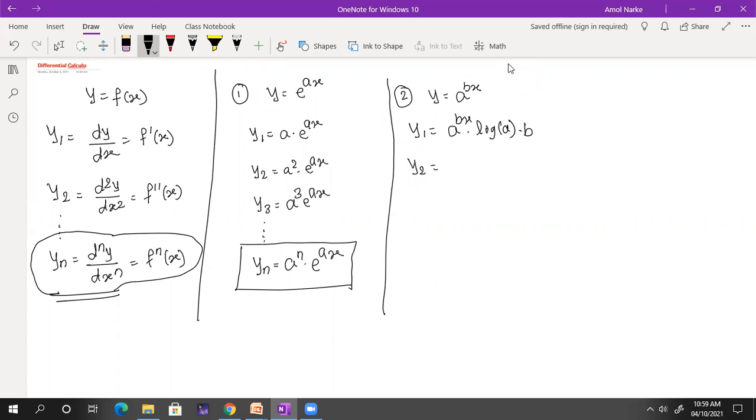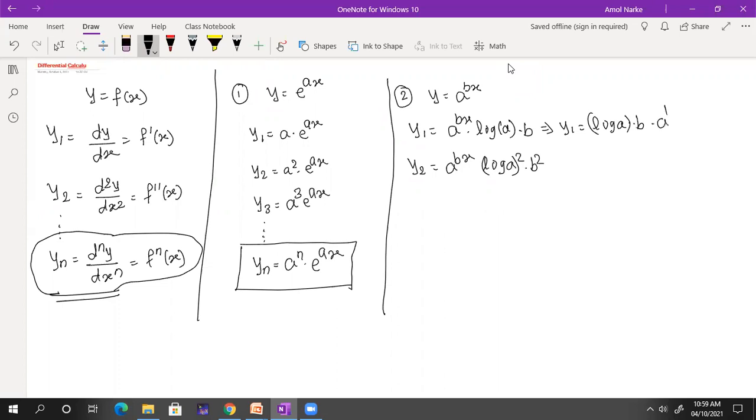a raised to bx the whole square into b? No, you are talking about the whole square, it is wrong. Anyone? Log of a the whole square into b square into a raised to bx. That is correct. It's square and b square only. Why is this not square? Because I can write y1 is equal to log of a into b, in a bracket, into a raised to bx.